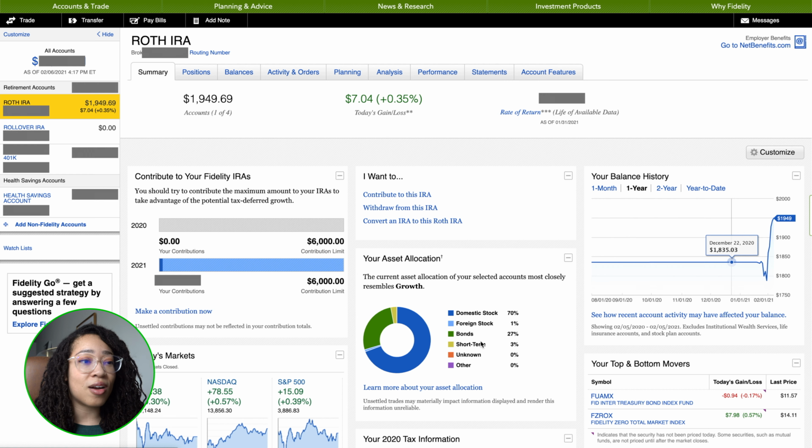But before I started investing, you see the short term right now, that's only at 3%. But before it was at 100% because all of my money was in a money market account.